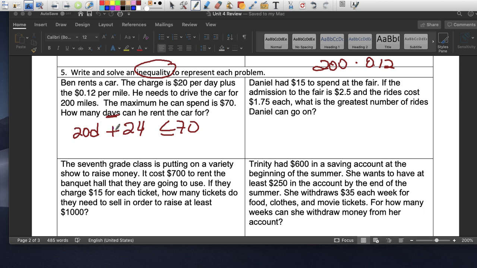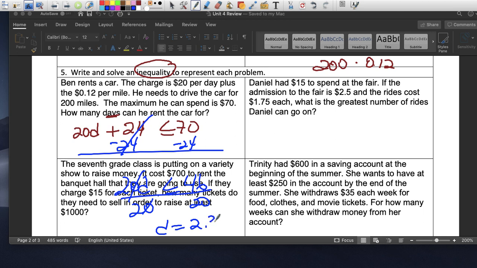Well, minus 24, minus 24. These two go away. I'm going to get 20D less than or equal to 46, right? Divide by 20, divide by 20, and D is going to be 2.3. So less than or equal to 2.3.